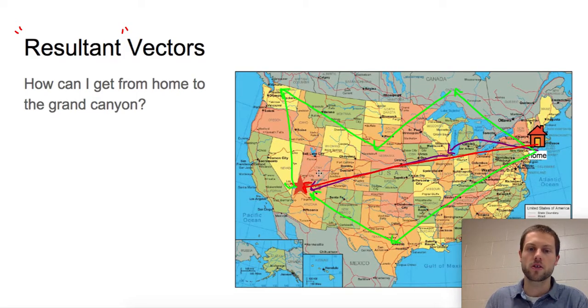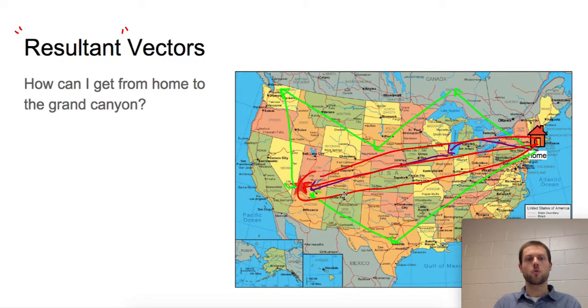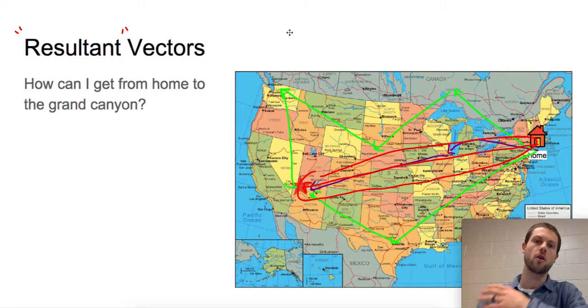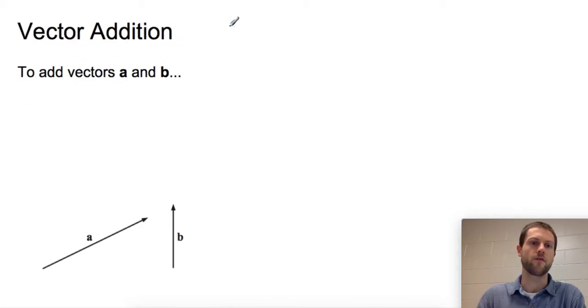And what we'd call this beginning and ending vector would be the resultant vector. So keep that in mind as we think about what the overall motion is from beginning to end over the course of a trip. So let's talk about vector addition.